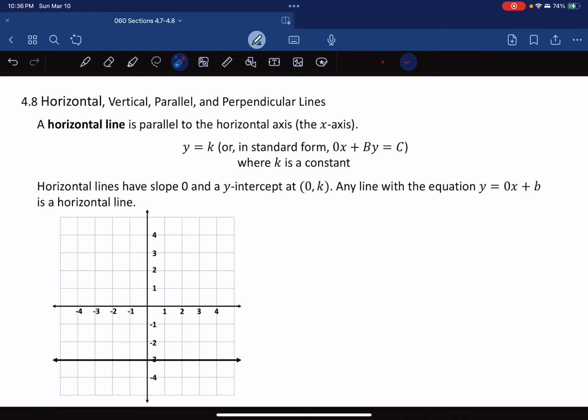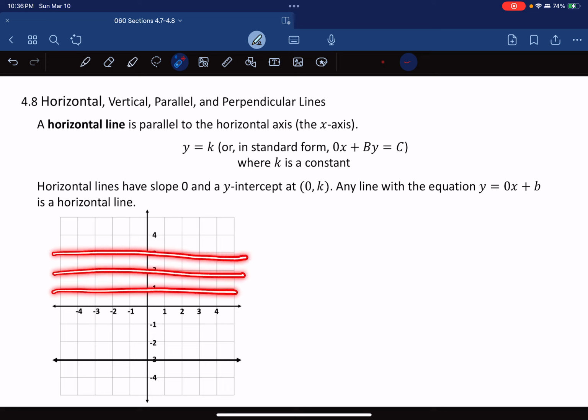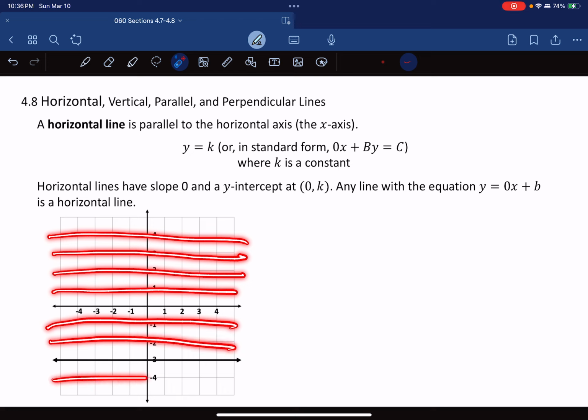Now let's look at some special lines. We're going to start with horizontal and vertical lines, and then we'll look over at parallel and perpendicular. Horizontal lines are all parallel to the x-axis. Those are these lines here on our grid going east to west.